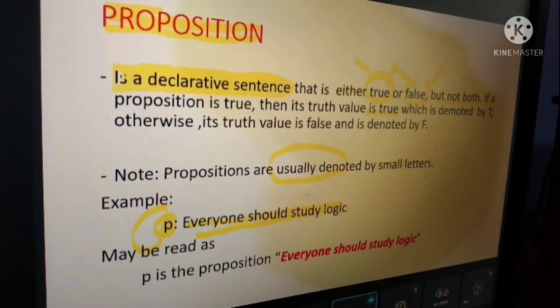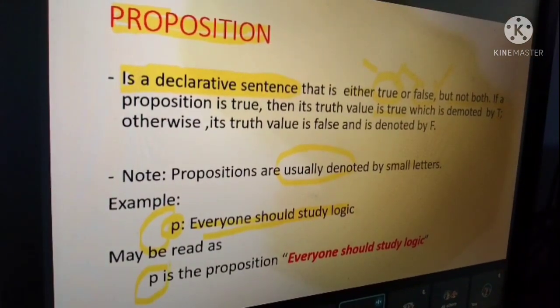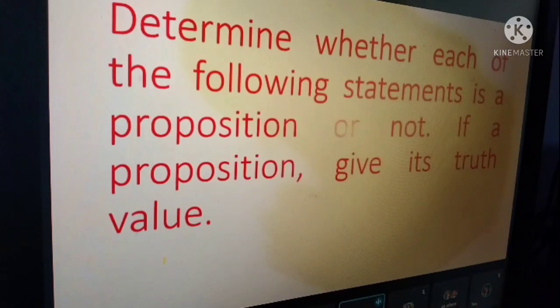No? Ibig sabihin yung proposition natin, we use small letter to represent the given proposition. Again, pag sinabi mong proposition, it is a declarative sentence that is answerable by true or false, but not both at the same time. Now, halimbawa, determine natin whether each of the following statements is a proposition or not. If a proposition, give its truth value.